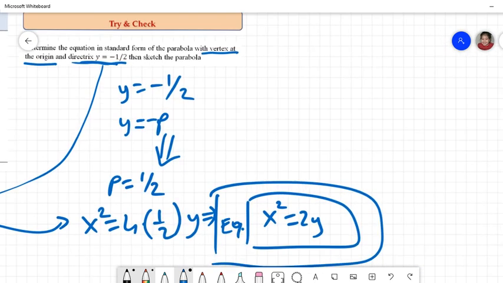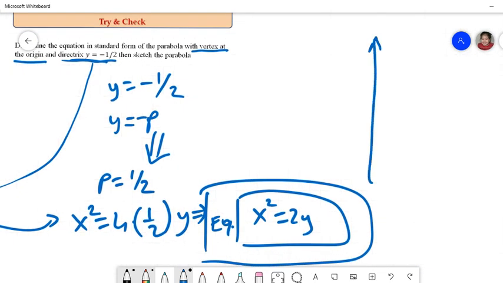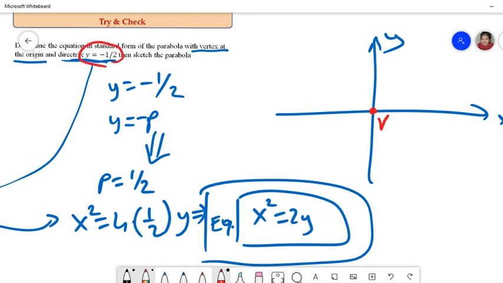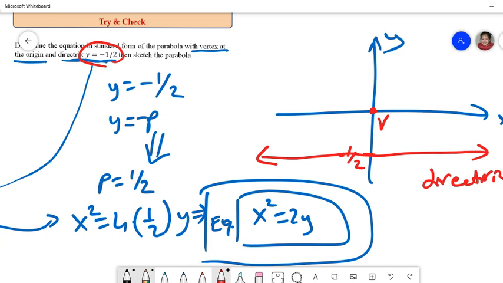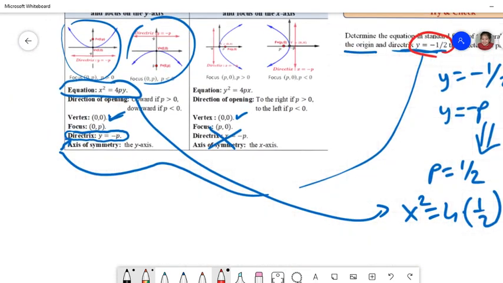Now, to sketch the parabola, we can sketch it this way. So this is x and y, let's say, and here the parabola has its vertex at the origin, and the directrix is the line y equal to -1/2. So this is a horizontal line at -1/2. Then the focus will be at the same distance from the vertex. If you don't know how to find the focus, you can say directly from here, this is the focus.